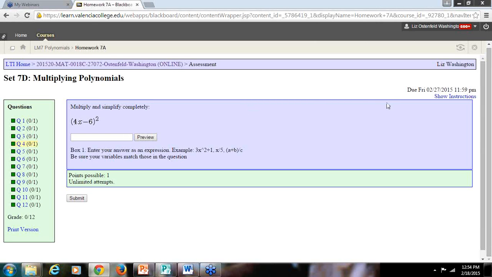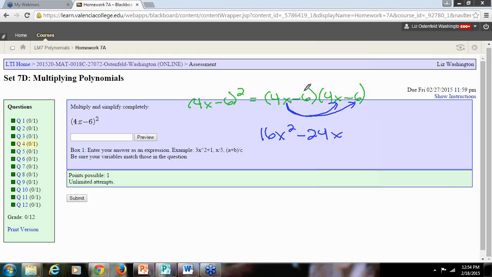This is pretty much the same thing, but they didn't expand it for you. And what I mean by that is you got 4x minus 6 being squared, which means the whole thing is getting multiplied twice, which means it really is a FOIL problem. Once you actually expand it in writing, then you can do what we did before. 4x times 4x is 16x squared. 4x times negative 6 is negative 24x. Negative 6 times 4x is negative 24x. And negative 6 times negative 6 is a positive 36.